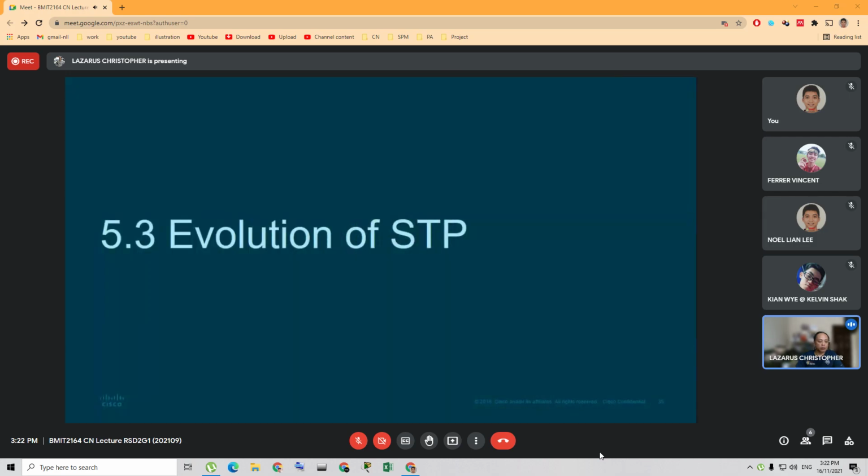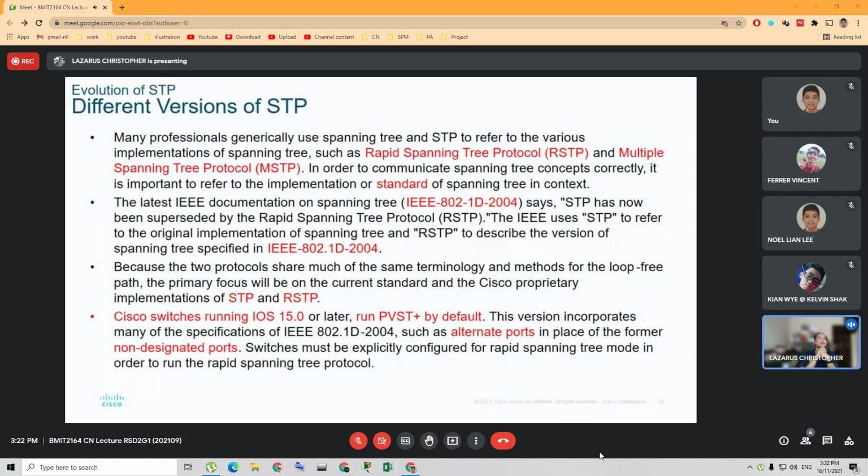All right. So we want to end with this evolution, how STP progressed. How is the progression of STP, right? Just now of course we focused on the Cisco version of STP, but there are various implementations, some of them with their own names. You can see here RSTP, Rapid Spanning Tree Protocol, and MSTP, Multiple Spanning Tree Protocol, right? Because of these variations, there are various implementations of spanning tree.